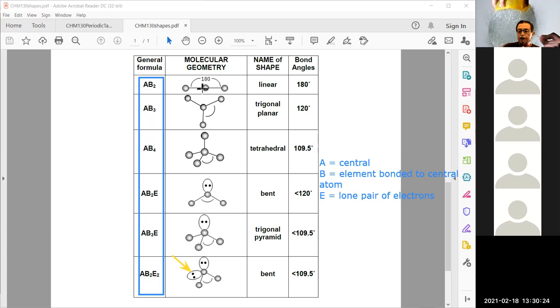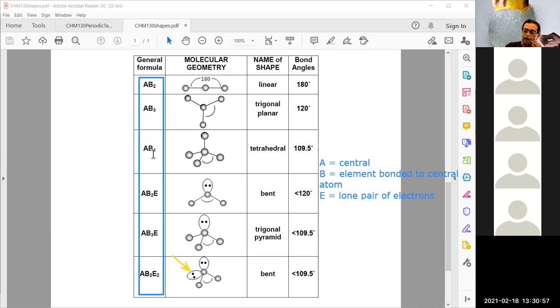Then we have AB3, where again we have a central atom with 3 elements bonded to the central atom A, whatever A may be. That particular molecular geometry we call trigonal planar, and the bond angle in that geometry is 120 degrees. Now, the most common geometry we find in chemistry is this AB4.